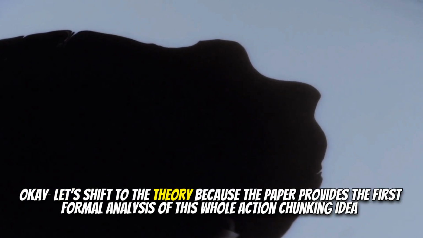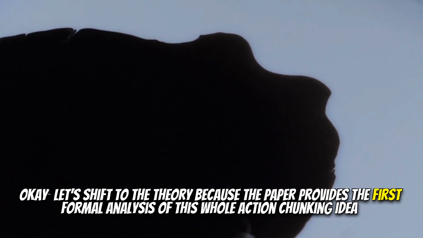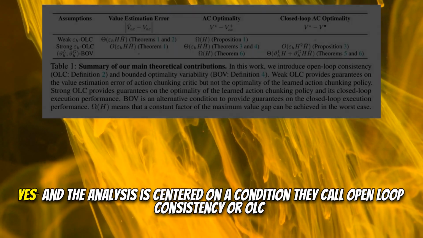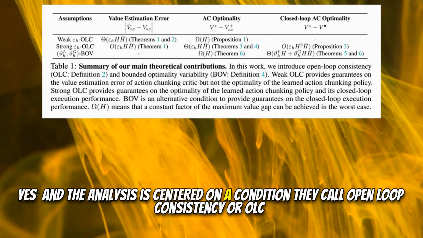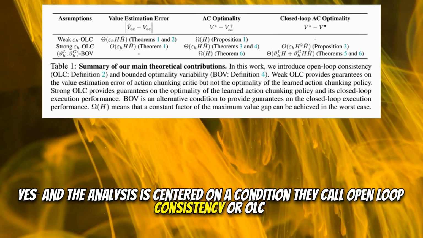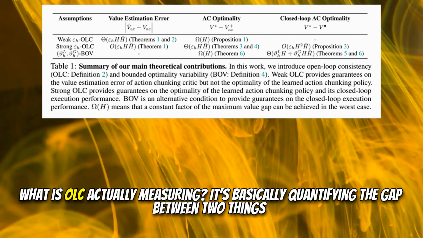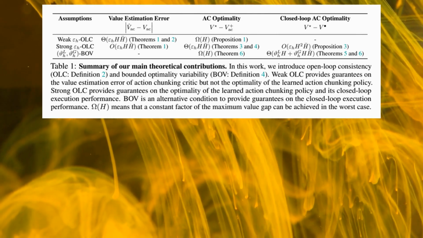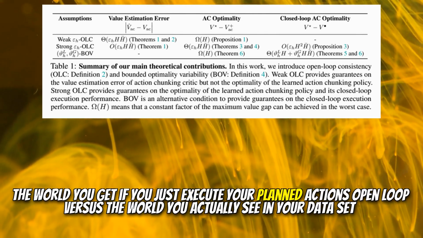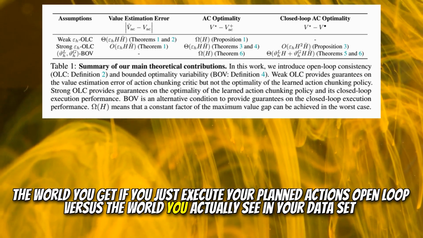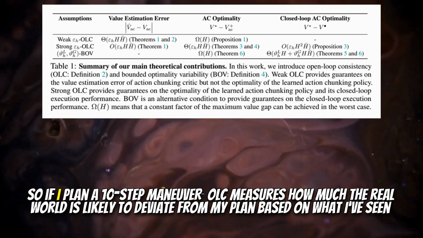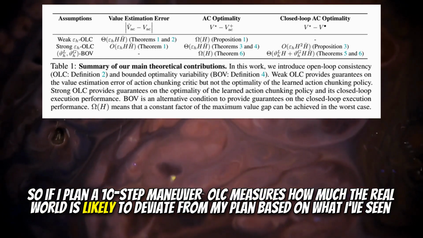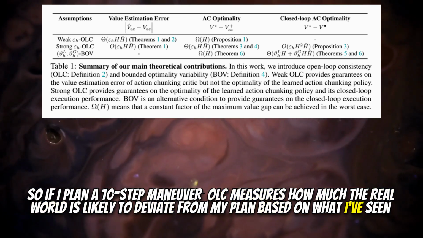Okay, let's shift to the theory, because the paper provides the first formal analysis of this whole action chunking idea. Yes, and the analysis is centered on a condition they call open loop consistency, or OLC. What is OLC actually measuring? It's basically quantifying the gap between two things. The world you get if you just execute your planned actions open loop versus the world you actually see in your dataset. So if I plan a 10-step maneuver, OLC measures how much the real world is likely to deviate from my plan based on what I've seen before.